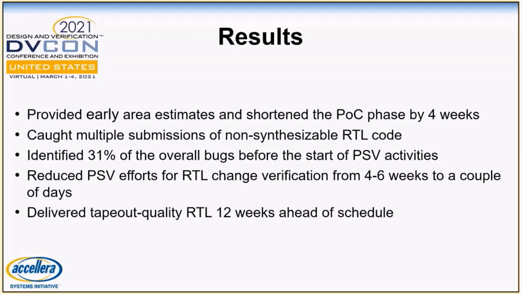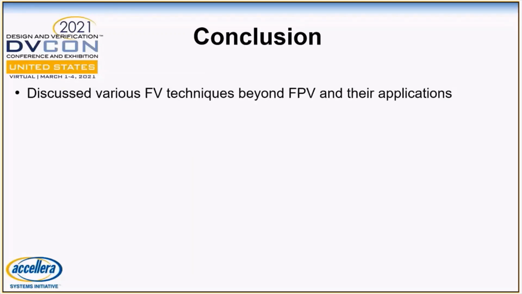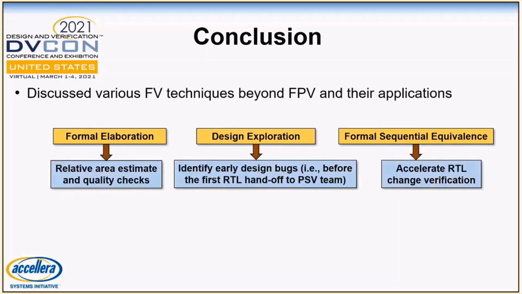By deploying these powerful FV techniques at various stages of the IP development lifecycle, we were able to deliver tape-out quality RTL for our compression IP 12 weeks ahead of schedule. To summarize, I discussed various FV techniques beyond FPV and their applications. The FV techniques discussed are formal elaboration, design exploration, and formal sequential equivalence. Their applications are relative area estimates and quality checks, identification of early design bugs, and acceleration of RTL change verification.